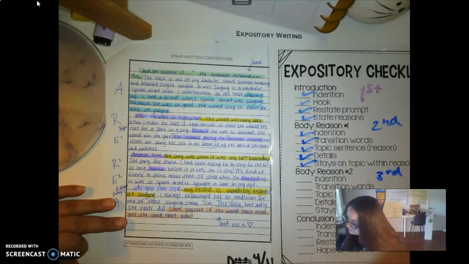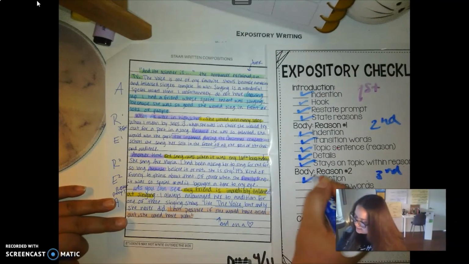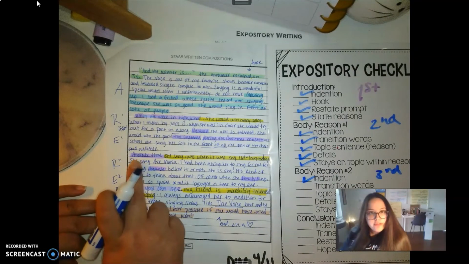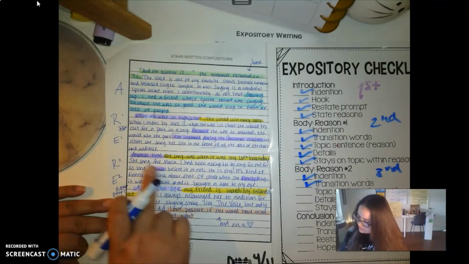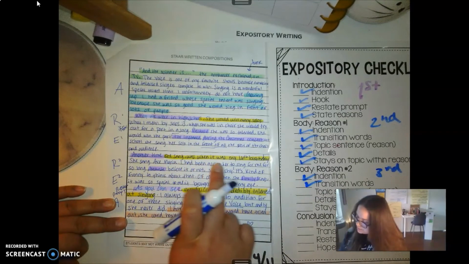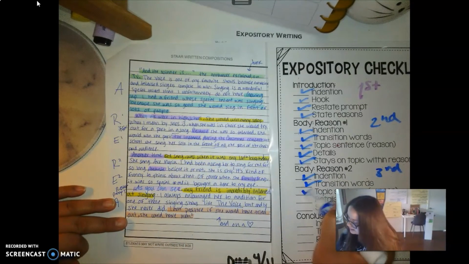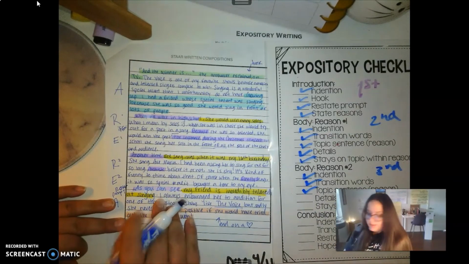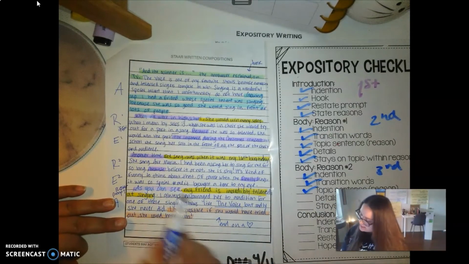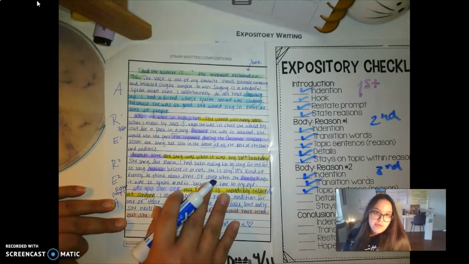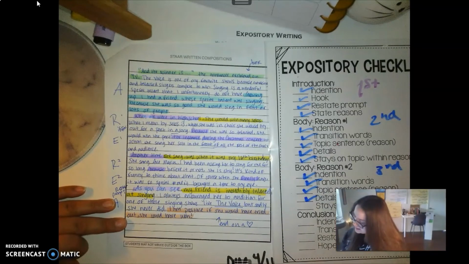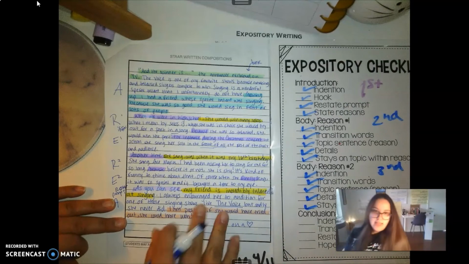Third paragraph. Did I indent? Yes. Do I have my transition word? Yes. Another time. Do I have my topic sentence with the reason? Another time she sang was when it was my 16th birthday. Yes, because I'm talking about her special talent. Did I give some details? Yes, I said that she was shy. I gave some extra details about her. Did I stay on topic within the reason? Yes. And in my conclusion, the fourth and last paragraph.